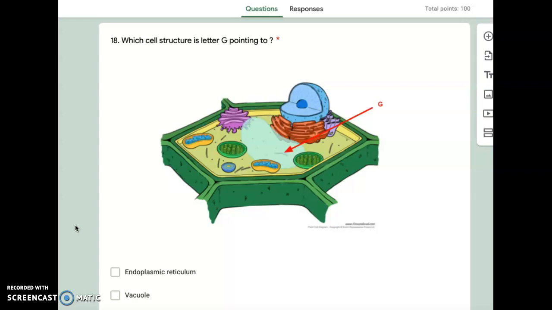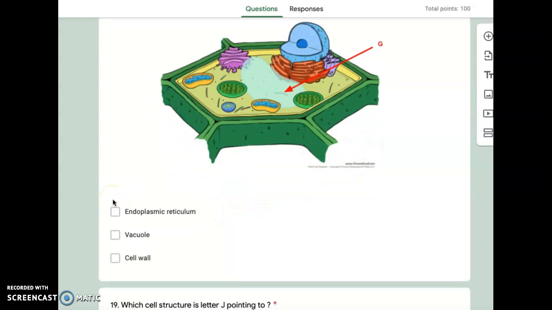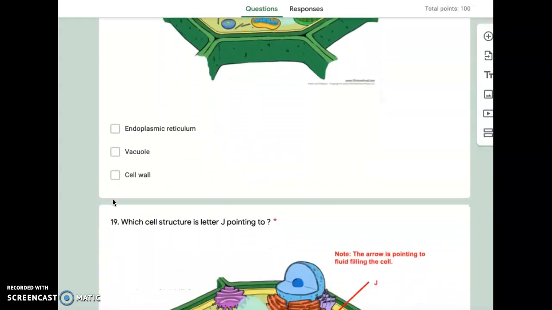Number 18. Which cell structure is letter G pointing to? So this structure here, is that the endoplasmic reticulum, vacuole, or cell wall?